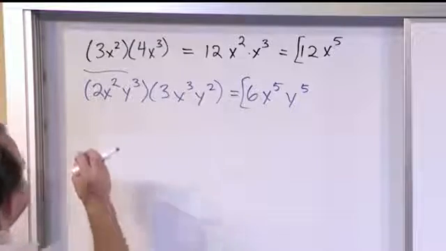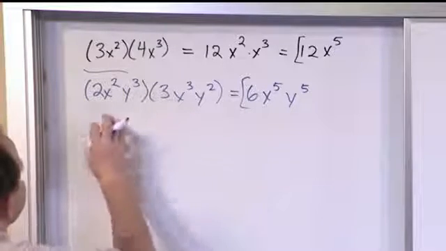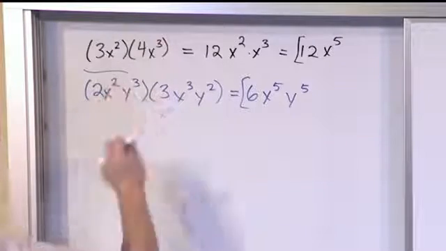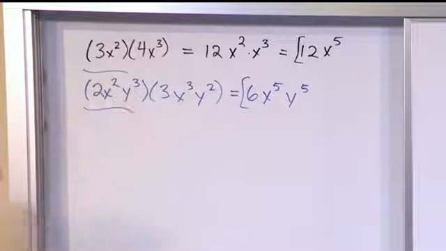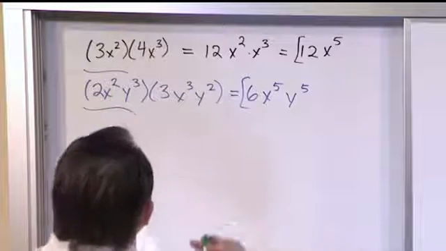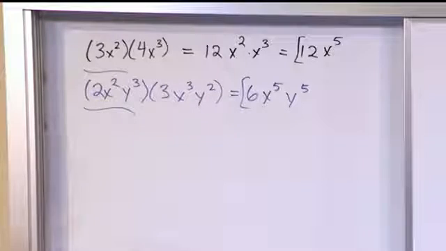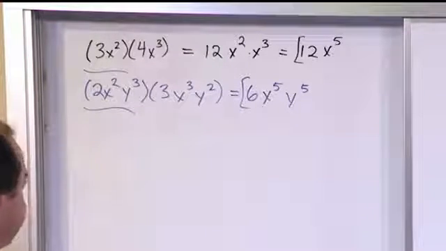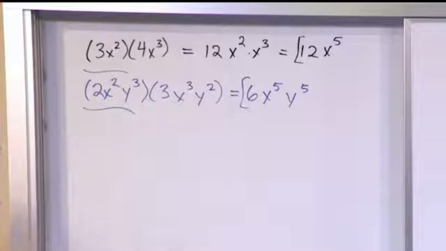So any time I'm multiplying terms together that have exponents, if they have the same base, I can just add the exponents together. And that's something we've learned before. We're just introducing it again here as a review, but also so that you will have the foundation to continue on with some of these other problems in a minute.